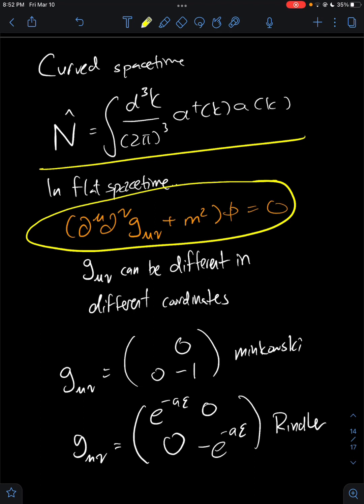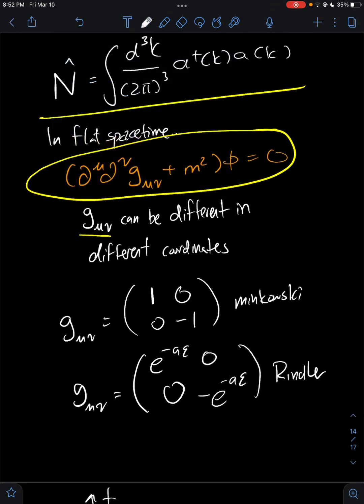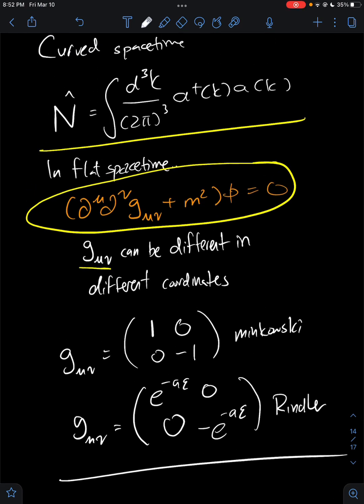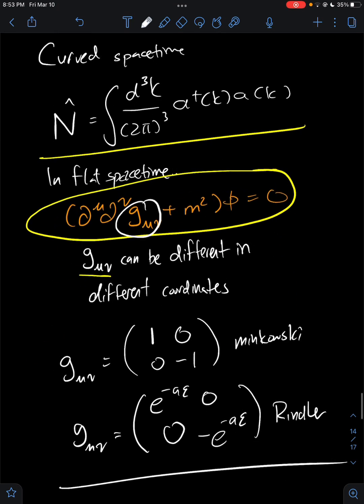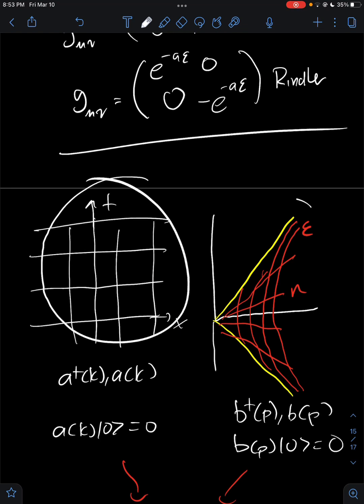The main idea here is that g mu nu, the metric tensor, can be different in different coordinate systems. So here's the Minkowski coordinate system, and then here's the Rindler coordinate system. So basically, we'd be plugging in different metric tensors for all these different coordinate systems. As a result, the actual Klein-Gordon equation will be different, at least at first glance. And here I have written out the Minkowski coordinates and the Rindler coordinates. You can see the horizon, the light-like horizon.